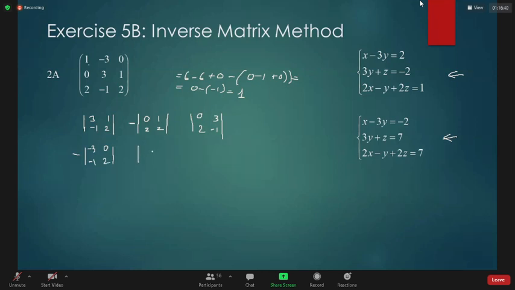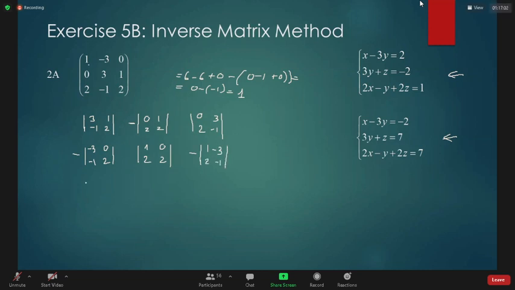Cross out second column, second row. We have the corner elements 1, 0, 2, 2. Now, second row, third column, crossing it out, and with a minus sign in front because we are in the minus position. 1 minus 3, 2 minus 1.